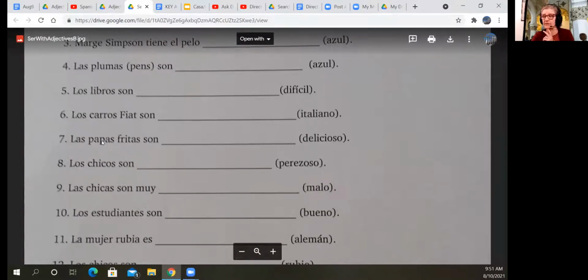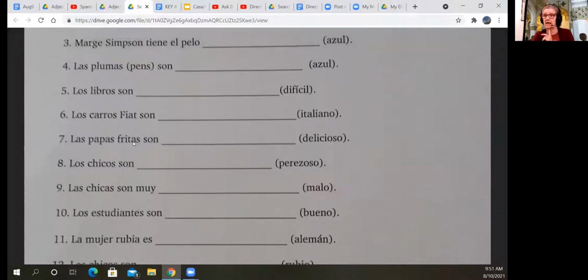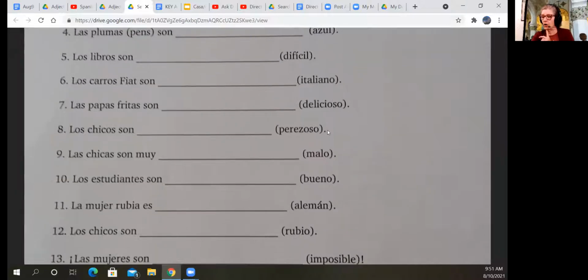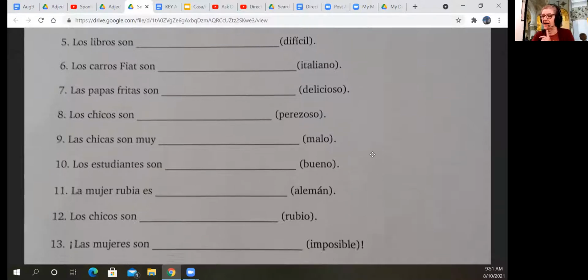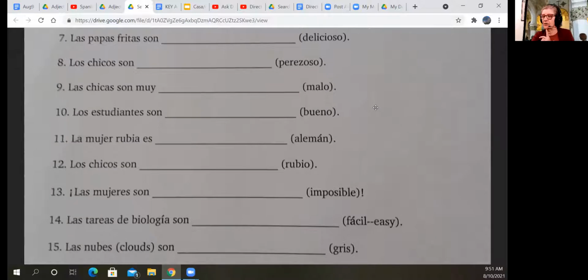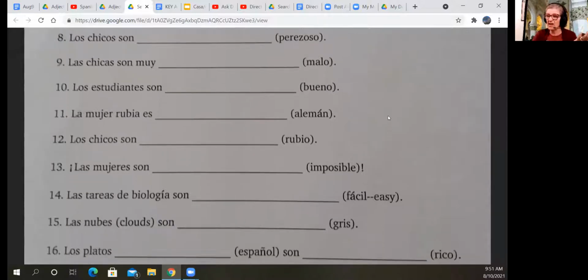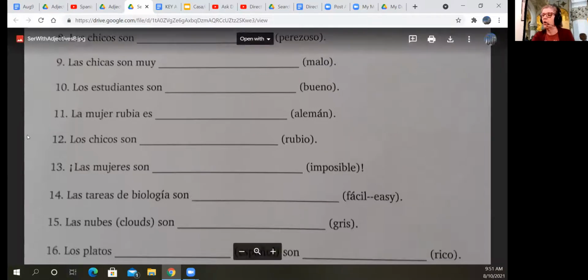And notice how they say French fries. Papas fritas. That word fritas is an adjective. They are fried potatoes. That's what they call French fries. Ocho, the word perezoso means lazy. Nueve, estudiantes, you know what that means. Once, mujer is woman. Oh, that's the odd one. I told you to skip it. You'll see what it looks like.